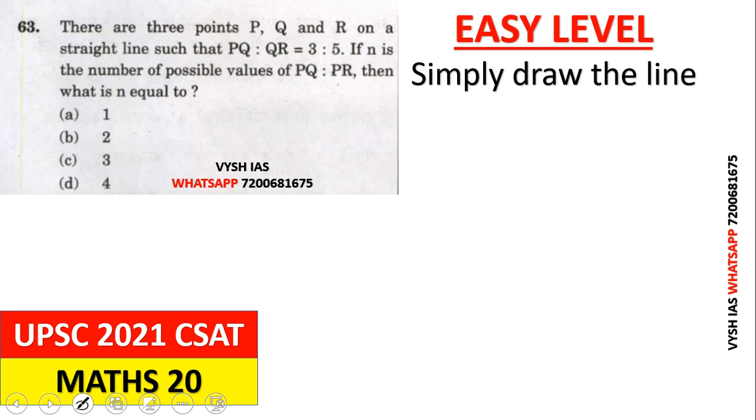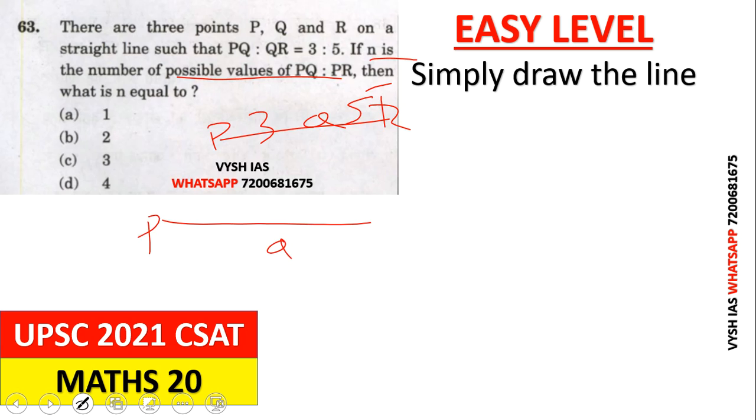There are 3 points P, Q, R on a straight line. Okay, meaning a straight line is there. P, Q, R. They're telling PQ is to QR is equal to 3 is to 5. Okay. So if n is the number of possible values of PQ is to PR, then what is n equal to? Meaning how many such lines you can draw? I will draw for you.